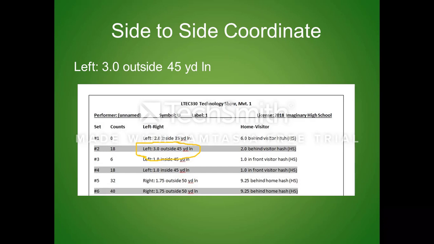3.0, she would go on to elaborate, is short for 3.0, 8 to 5 marching steps. Outside, meaning closer to the left end zone of the 45-yard line.